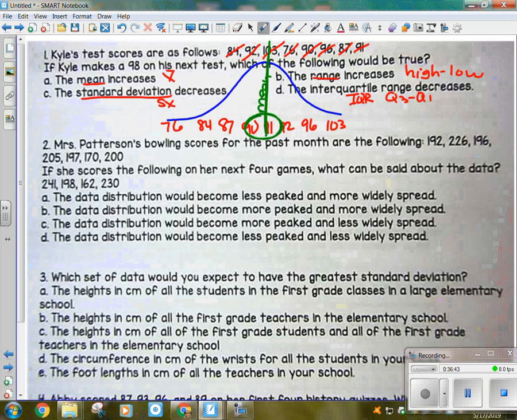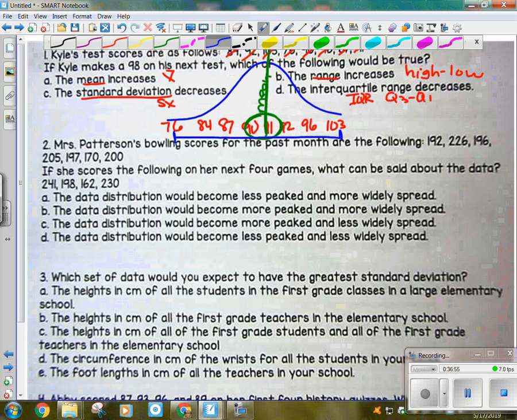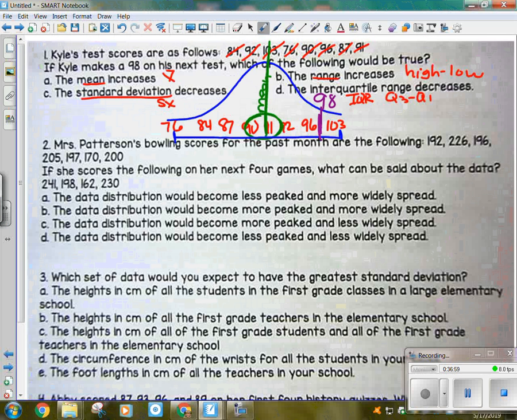Okay, let's just investigate the rest of them. The range would increase. Well, I'm not so sure about that. My lowest was 76 and my highest was 103. And if I just came in here and said, you know what, I'm going to put a 98, that 98 is not going to change my range. So B, the range does not increase at all. Actually, the range stays the same. The interquartile range decreases. Well, nope, looks like I would be going out a little farther than the middle.